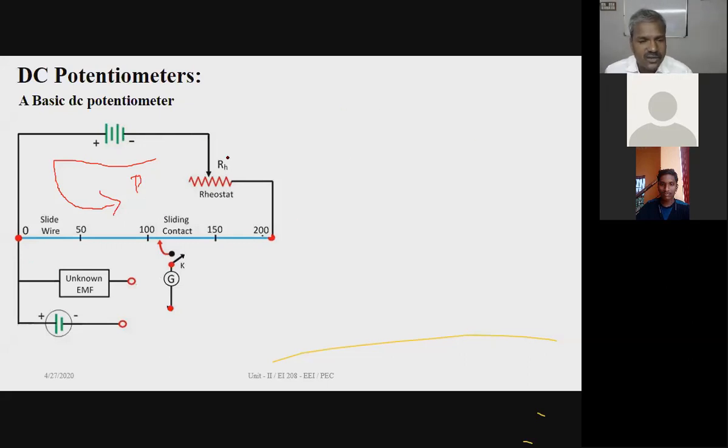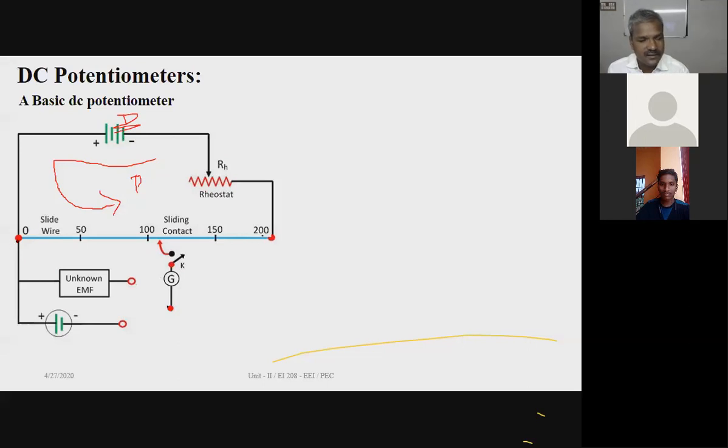This primary circuitry consists of a battery here and a variable rheostat. This rheostat is used to vary the current in this loop. This rheostat is used to set the current in this loop.